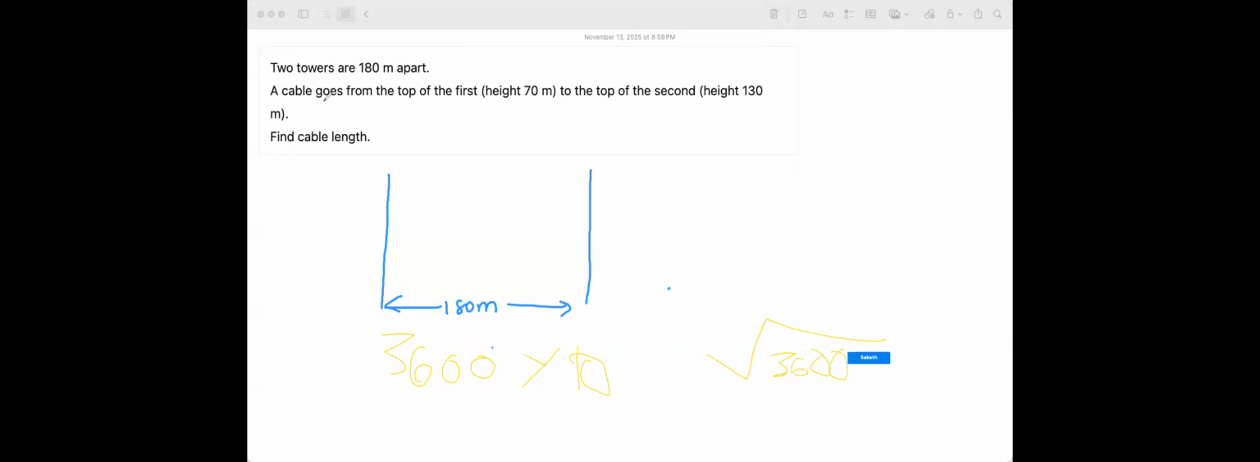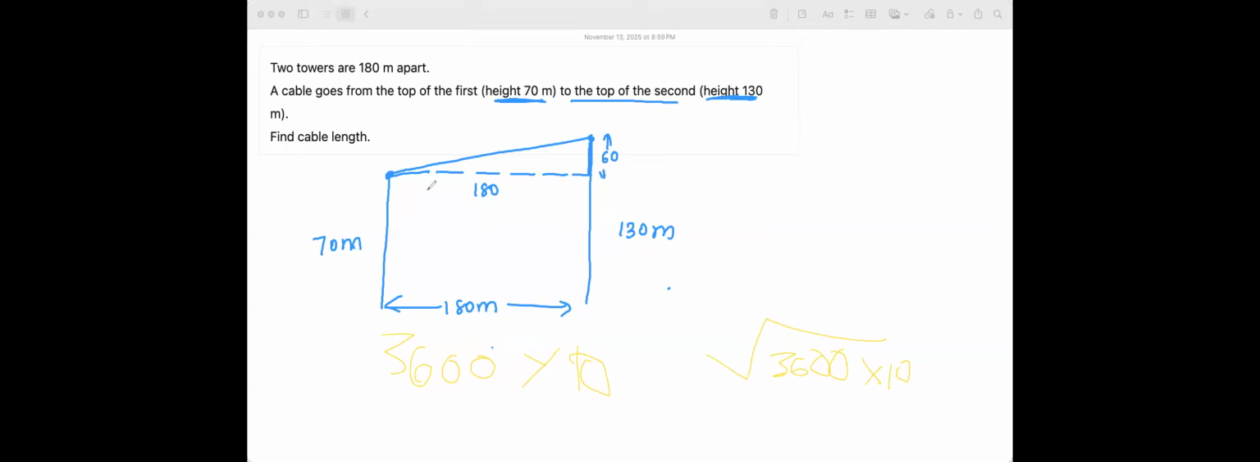See, there are people who did not get the diagram. A cable goes from the top of the first tower to the top of the second. Now, this is 70 meters. This is 130 meters. The top of the second is at height 130, and the first tower is 70. If you connect them, this becomes a right triangle. The distance is 180, so this height has to be 60.